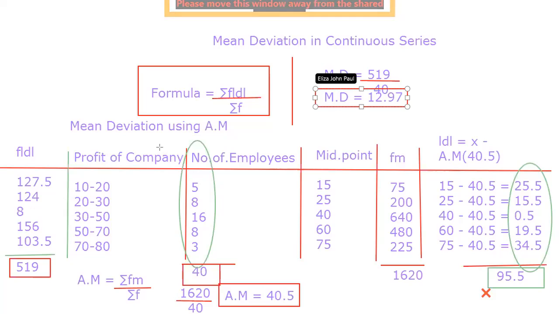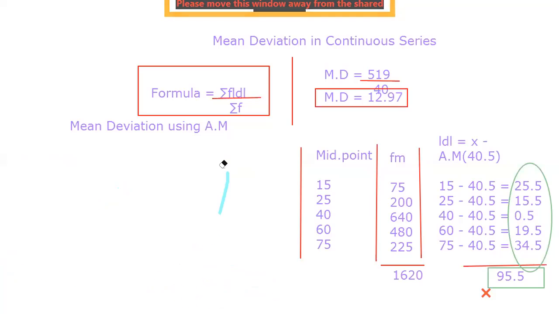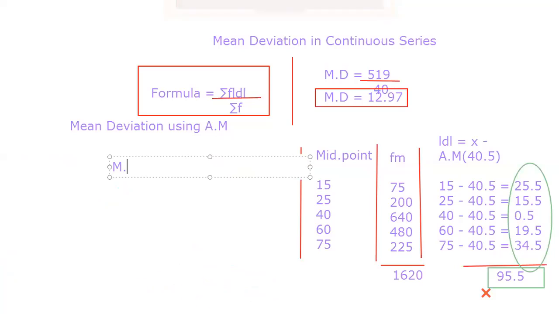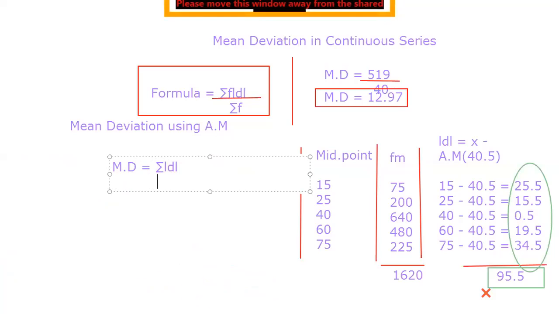Will you explain mean deviation in individual series once again, sir? Mean deviation in individual series, right? We don't have frequency. In individual series there is no frequency, so mean deviation is simply sigma deviation divided by small n. Small n is the number of items.